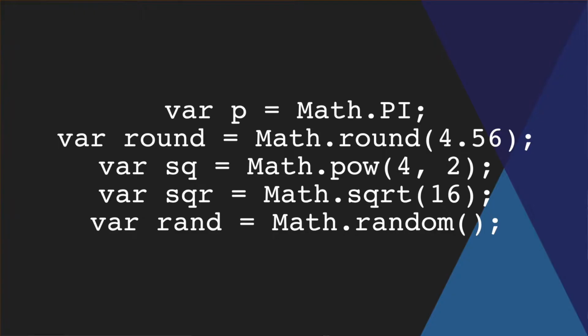Another really interesting object in JavaScript is the Math object. Unlike with dates, you don't need to use a constructor to create a Math object. Instead, you just have to call Math and then the property or method you want. So you can dig up pi by using Math.PI. You can round by using Math.round and then the number you want to round. You can square or cube a number with Math.pow, and then you can get the square root with Math.sqrt. And finally, you can get a random number with Math.random.